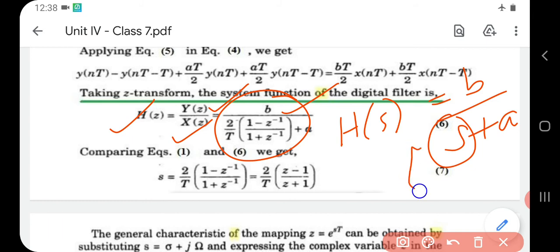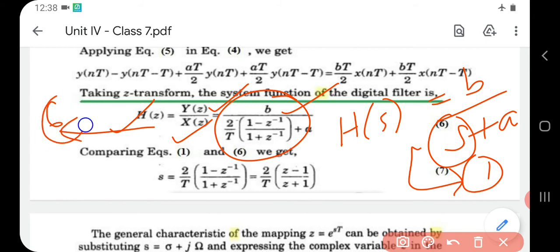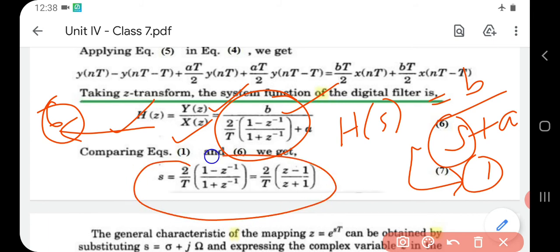Now this was equation 1, right? Now just compare equation 1 and equation 6. This is equation 6. In both these equations we are comparing H(s) to H(z). So on the RHS, b is common as well as a is common. You are only left with s. What is s? 2 by T. On comparing equations 1 and 6, you will get s as 2 by T into (1 minus z raised to minus 1) by (1 plus z raised to minus 1). Now dividing the numerator and denominator with z, you will reach this particular equation, that is s is equal to 2 by T into (z minus 1) by (z plus 1).